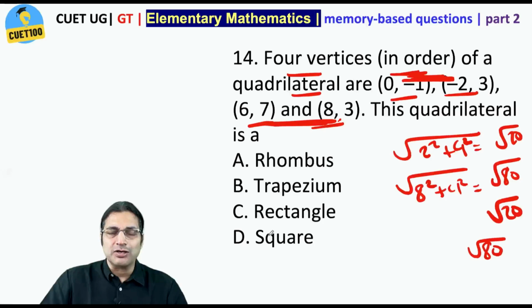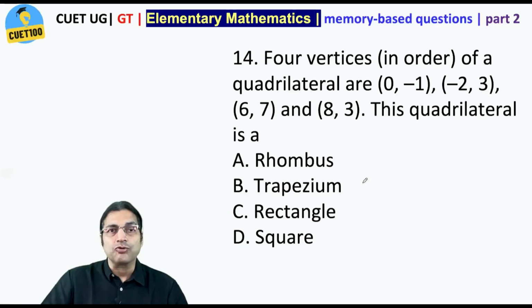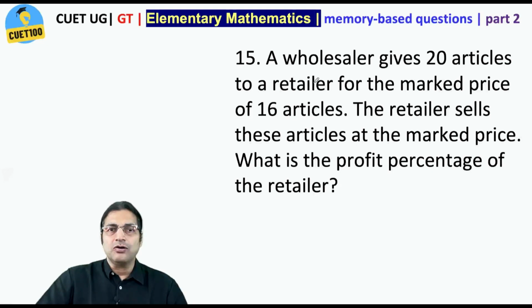So it cannot be a square. Why? Not all the sides are equal. And if not all the sides are equal, it cannot be a rhombus either. And in a trapezium, can both the pairs of the opposite sides be equal? No. Then it will reduce to a parallelogram. So it cannot even be a trapezium. So it has got to be a rectangle. You do not need to check the slopes. Rectangle.